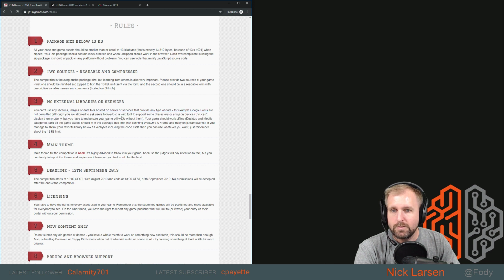Although you are allowed to ask users to live load a web font to support some characters or emoji on devices that can't display them properly. But you have to make sure your game will work without them. Your game should work offline, desktop and mobile, and all game assets should fit in the package size, not counting WebXR's A-Frame and Babylon.js frameworks. If you manage to shrink your favorite library below 13 kilobytes, including the code itself, then you can use whatever you want. Just remember about the 13K.